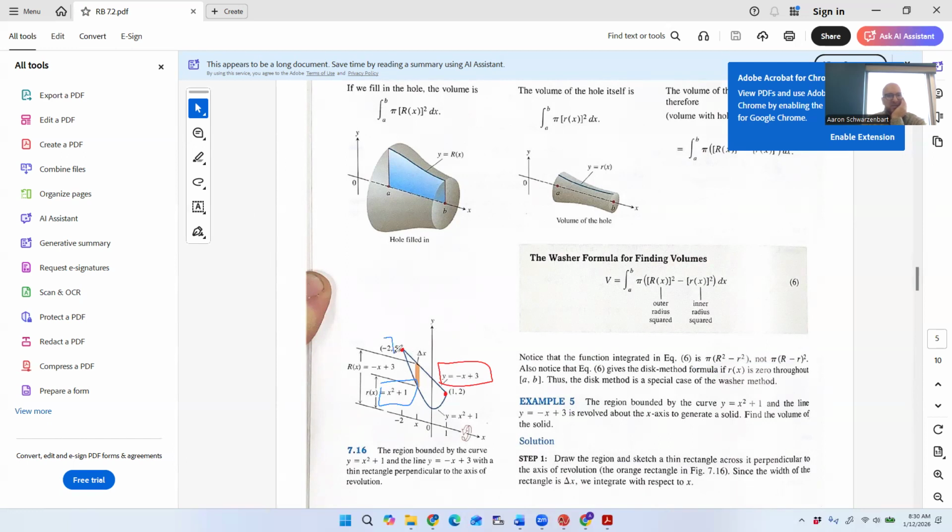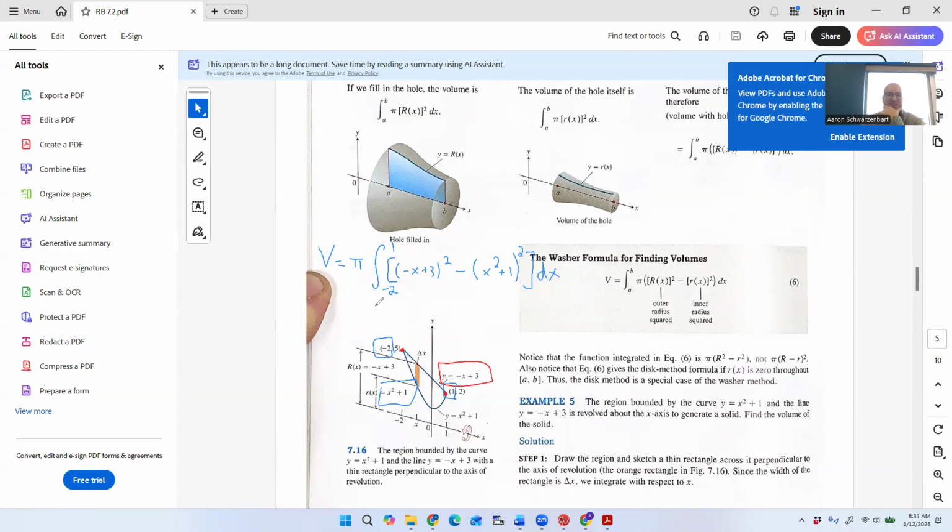My boundaries here, since I'm revolving around the x-axis, everything's defined in terms of x, are going to be my x coordinates. So pi, negative 2 to 1. This makes sense so far. I guess I should have made that a bracket like I did the other one.